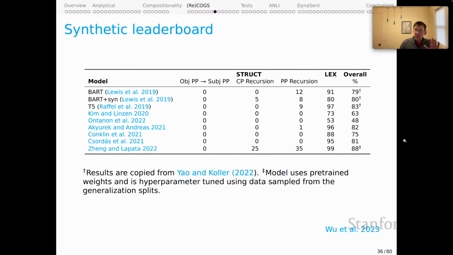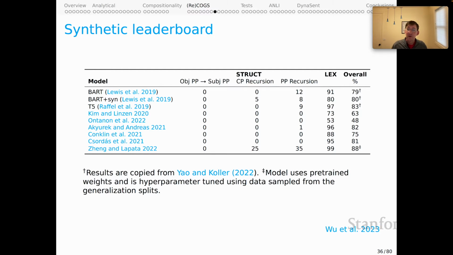That's a high-level overview of the splits. What we did for the ReCOGS paper is assemble what I've here called a synthetic leaderboard. This is just us pulling together results from a bunch of prominent papers in the literature that tackled the COGS problem. Let's first look all the way to the right here at the overall column. If you look there, which is a standard move for NLPers to make, just look at overall, you see what looks like a pretty rosy picture.